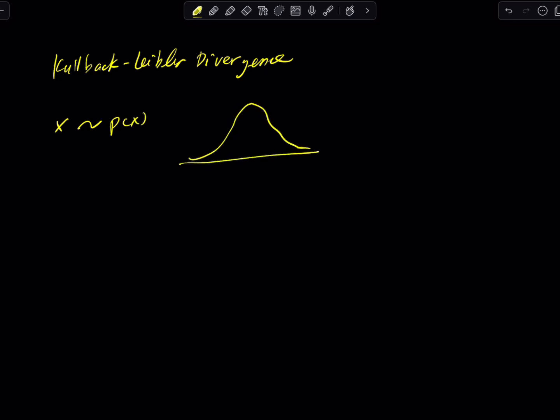Let's talk about Kullback-Leibler divergence. Say you have a random variable x, which is sampled from some distribution p of x. Let's say p of x looks like this. This is the probability, say, of finding x to be between, say, a and b.